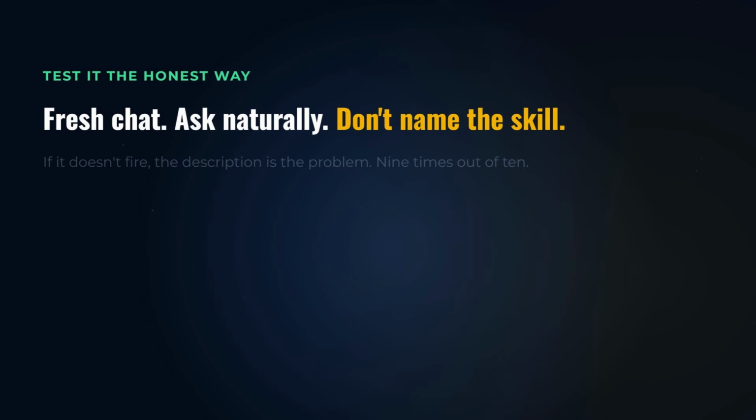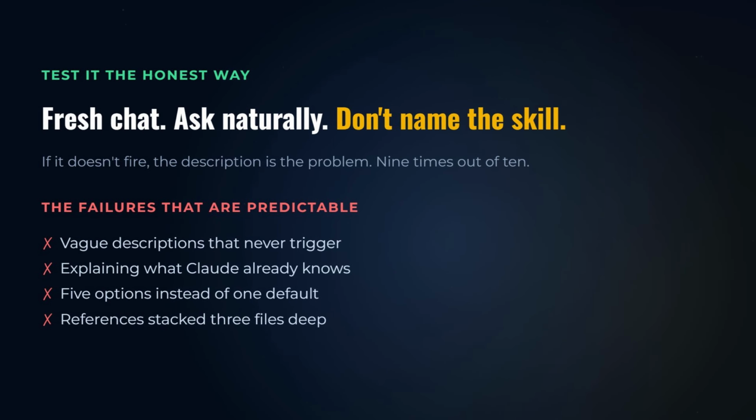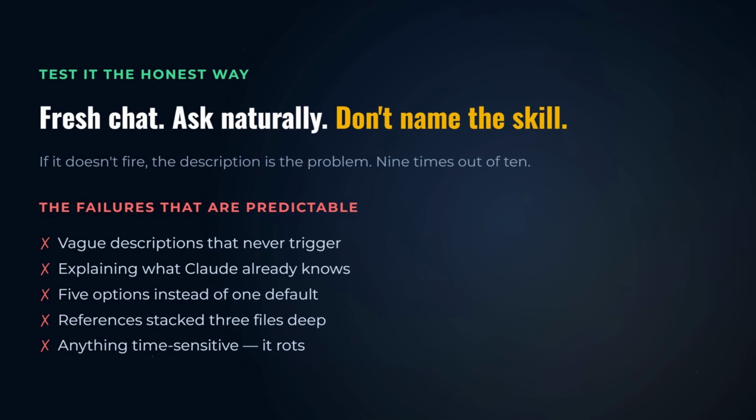Now test it, and test it the honest way. Start a completely fresh conversation and ask for the thing naturally, exactly as you'd normally phrase it. Don't say use my release notes skill, because that proves nothing. You're checking whether the description was good enough to trigger on its own. If it doesn't fire, the description is the problem 9 times out of 10. Go back and add the phrases you actually used.